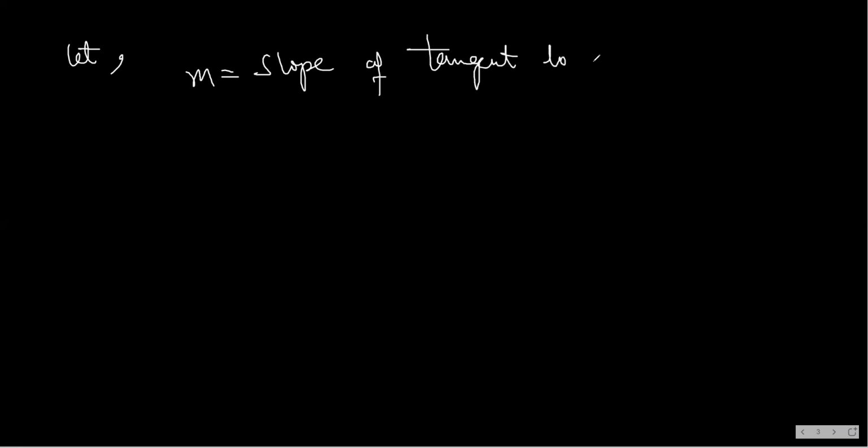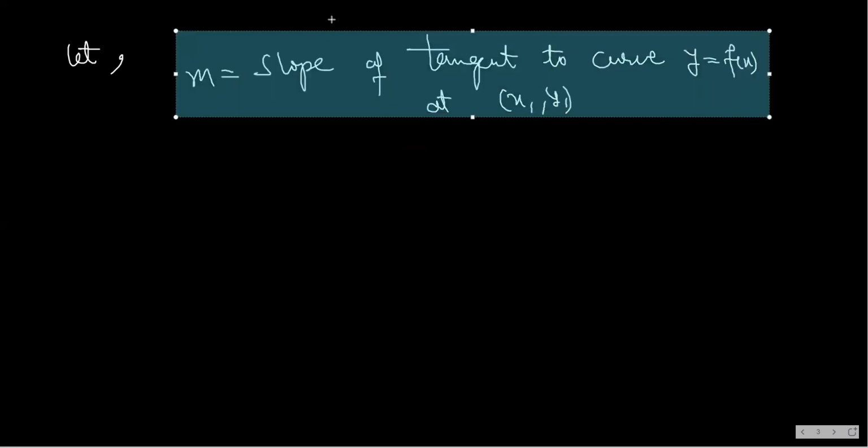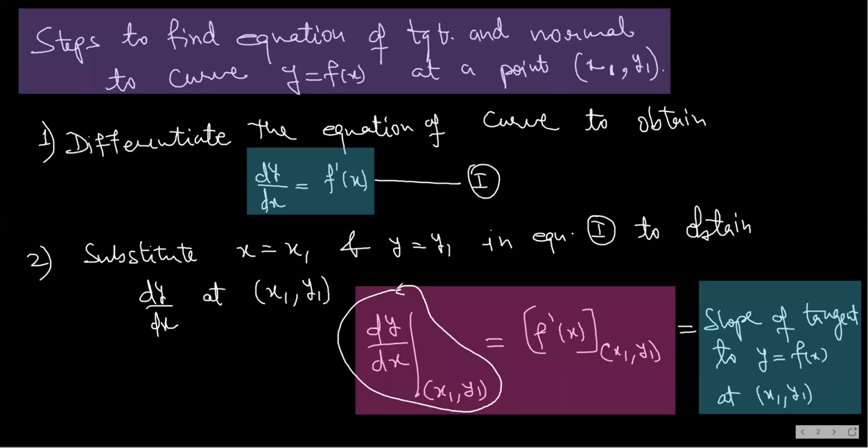I write, let m equal to the slope of tangent to the curve y equal to f of x at x1, y1. What does it mean? It means that this value which you got is equal to m. That is what it means, nothing else.